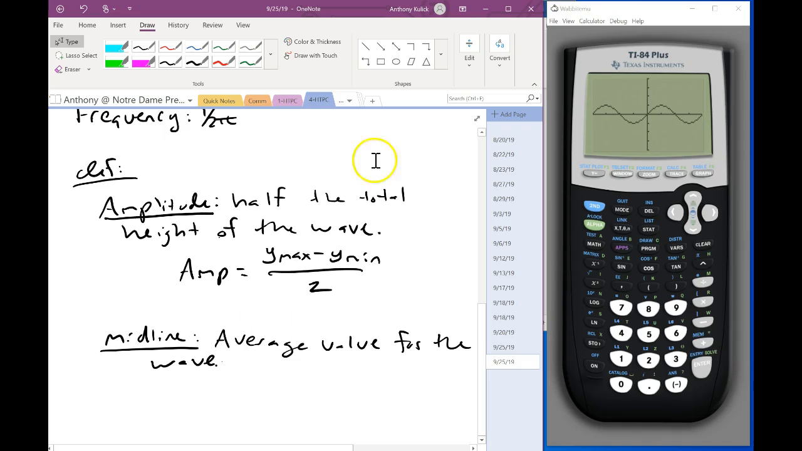So by average value, basically we're talking about the horizontal line that's going to divide the graph in half. So in our case, the x-axis divides this graph in half. I have about half the graph above the x-axis and half the graph below the x-axis. Does that make sense visually? Can you see that? Got half above and half below. So if I do that, that's the same thing as doing y max plus y min divided by 2.